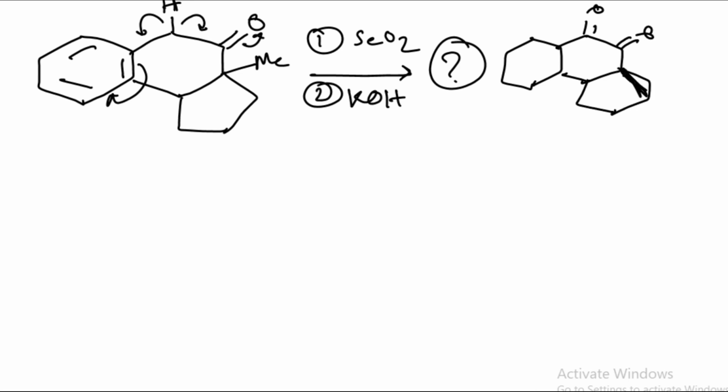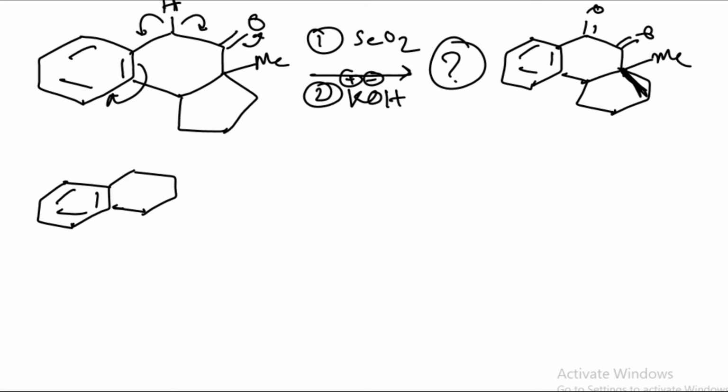Sorry, there is a 5-member ring, and after that KOH is given. Actually here what happens, the benzilic acid type rearrangement will occur. Okay, so what happens during this rearrangement? That is very simple. If you know the benzilic acid rearrangement, you can easily understand.